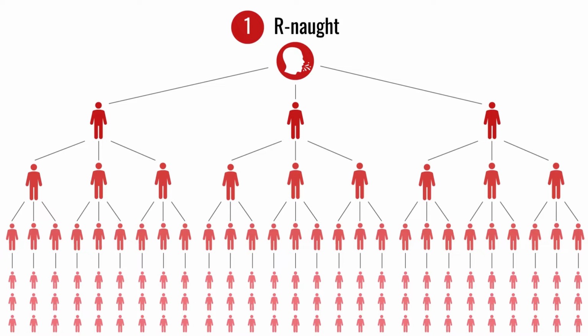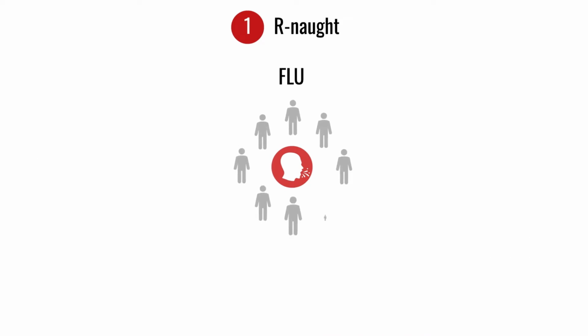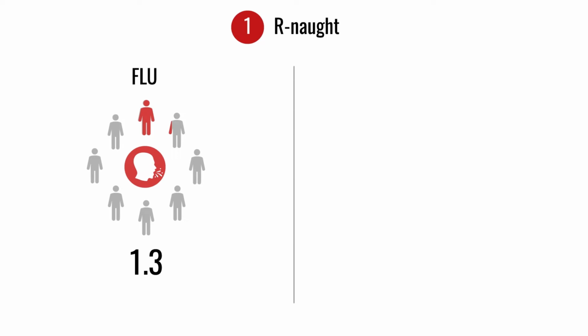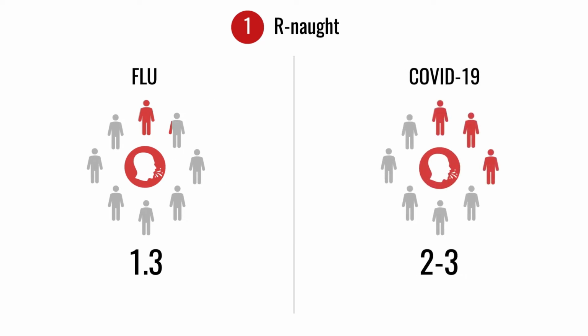When it comes to the flu, that number has been estimated to be about 1.3. So an infected person will, on average, spread it to about 1.3 individuals. For the current virus, for the coronavirus, for C19, it's estimated to be somewhere in the order of 2 to 3. So it does appear to be more infective than influenza.